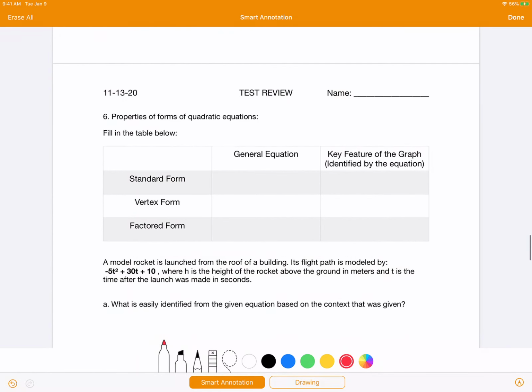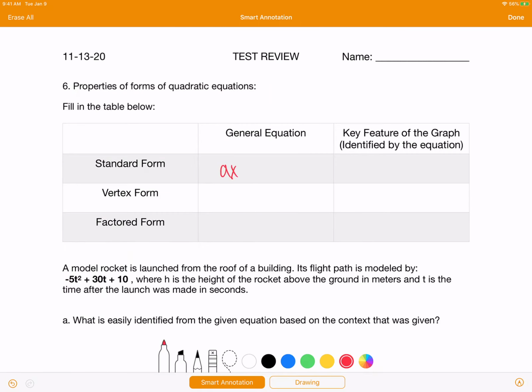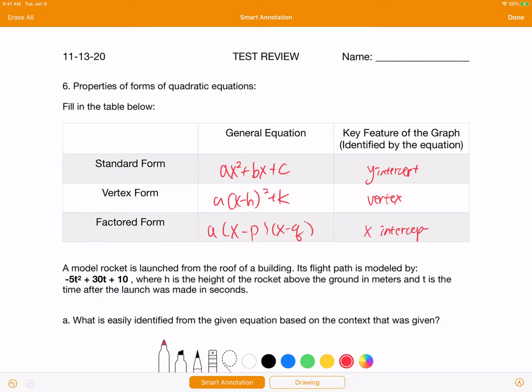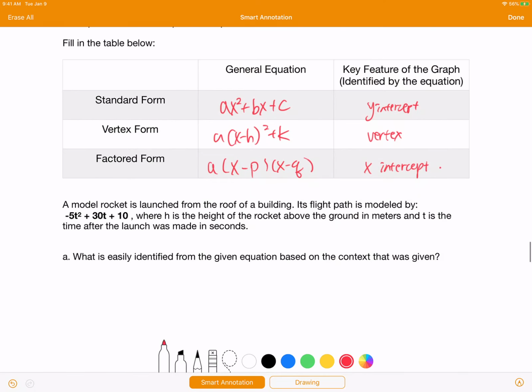Okay, so two more questions to go. General equation will be ax squared plus bx plus c. Vertex form will be a times x minus h squared plus k. Factor form will be a times x minus p times x minus q. Key features of the graph: y-intercept, vertex, and the x-intercept. I hope you guys remember that this was actually part of your notes, and you can just literally copy and paste this. It's not something where I can take a look at whether you guys have the notes in front of you or not, but it should be somewhere in your notes, and this is the table for it.